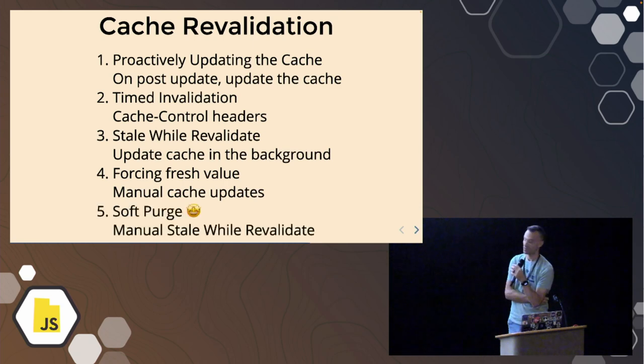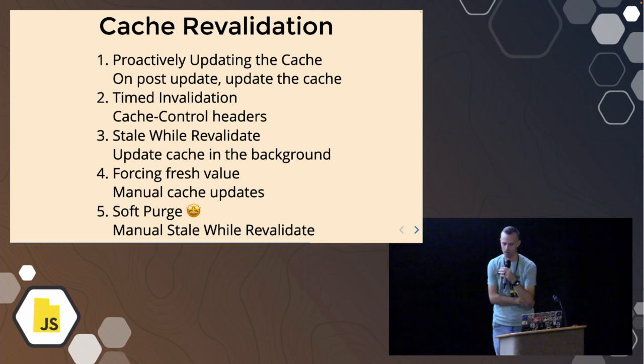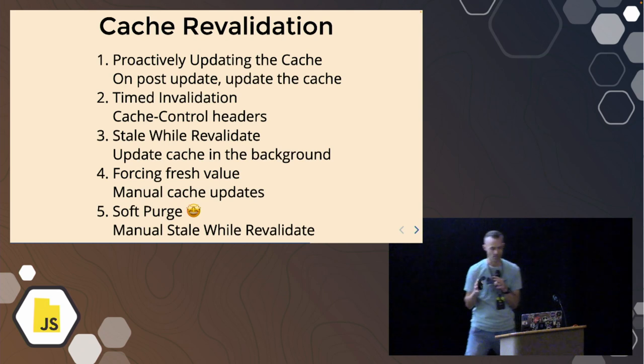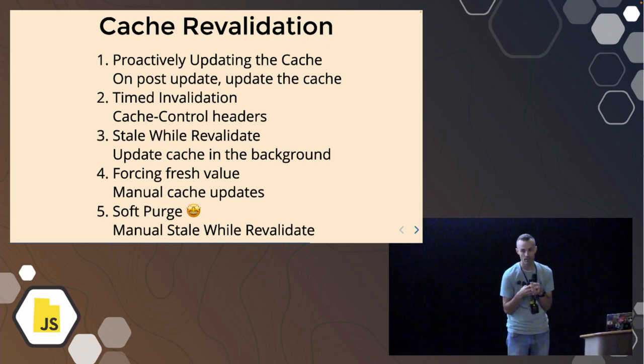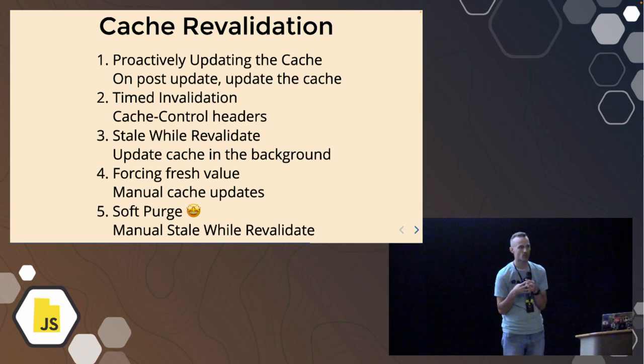And then finally, soft purge. This is something that only a few CDNs support, and it's awesome. The thing with stale-while-revalidate is you could say, I want you to cache this for like a week. And then if somebody requests it after a week, but it's still within like 2 weeks, then go ahead and serve them the old value while you update the cache value in the background.